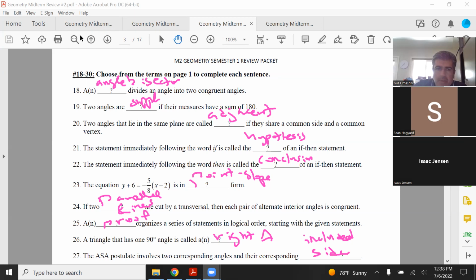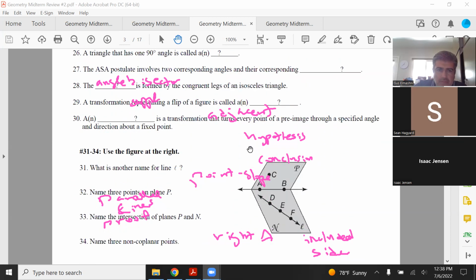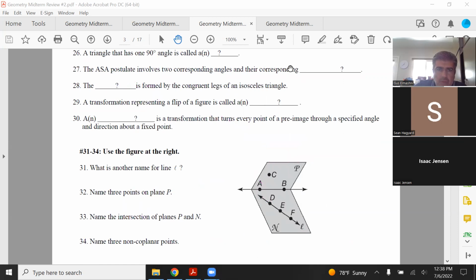Okay, I'm gonna keep moving here. A question in the chat. Okay, no problem, Isaac, that's fine. For 28, the blanks formed by congruent legs of an isosceles triangle, the vertex angle. Don't worry about that. Don't worry about that. We didn't do transformations.